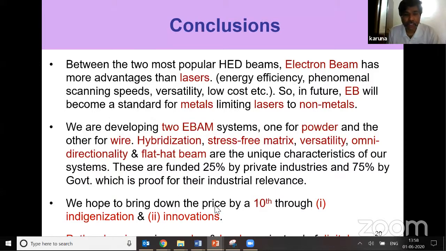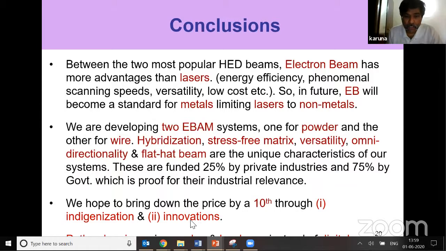Our ambition is to bring down the price as compared to the imported equipment's price. The indigenous price should be a tenth of it. What they manufacture, we should be able to sell at a tenth of their price by indigenization and innovation. Just by indigenization, you can bring down the price of any imported good by a third, because a lot of transport is involved, insurance is involved, their own profits are involved. So you eliminate all of them, and you can introduce a factor of three just by indigenization.